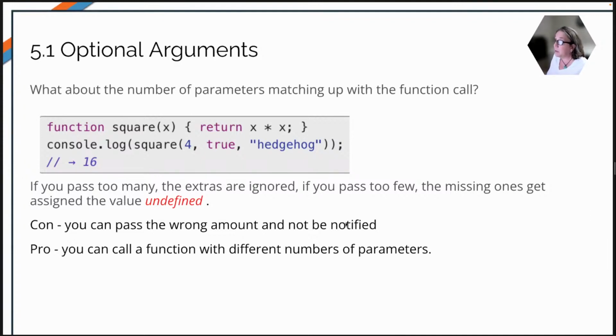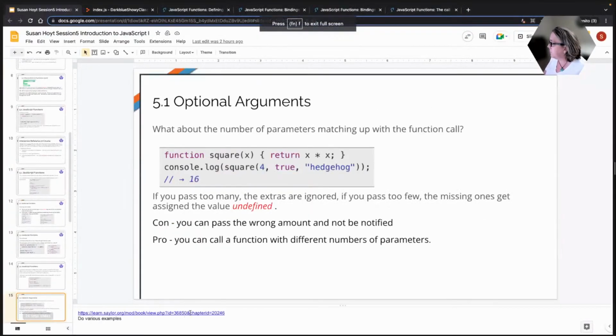And so you could be making a mistake and you can't figure out where it's happening just because you accidentally sent too many or not enough. The pro of it is that you can call a function with different numbers of parameters. So let's look at an example of this.